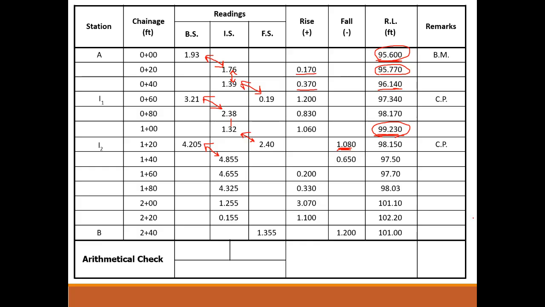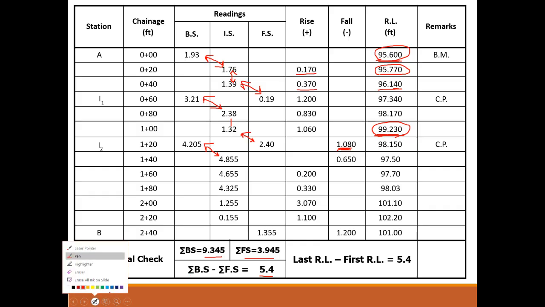Okay, now it's time to apply the arithmetical check. So first, the summation of backside should be calculated. It is 9.345 in our case, and the summation of FS is 3.945. By taking the difference, we have the value of 5.4. Now last reduced level minus first reduced level is equal to 5.4. These two values are equal, 5.4, so there is no arithmetical error, which means all the readings taken on the site are correct.